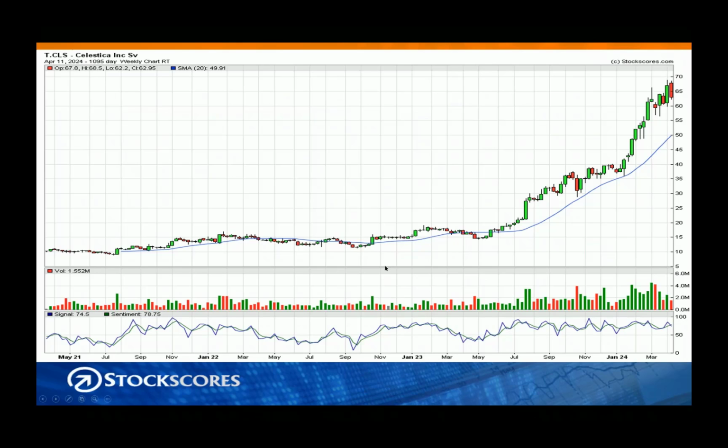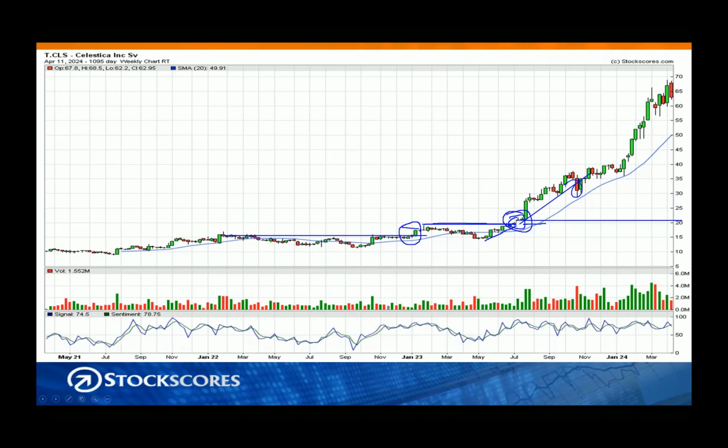Here's an example of a stock that broke out a few times. Right here was a good one. And then it broke out again right here, breaking through resistance at roughly $22 a share. This was almost a year ago, back in July of 2023. You have to let the winner win.